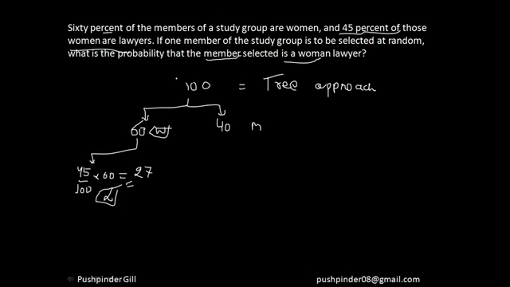So that means out of 100 people, if I select one person, there are 27 chances that that person is going to be a woman lawyer. Hence the probability is 0.27, or we can say 27% as well, right? So I hope everyone understood this question here. It was a pretty simple question, right? So I hope everyone understood the concept that I'm trying to explain here, not just the question.